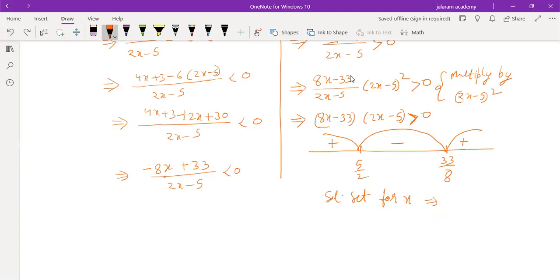First write less than what? x is less than 5 by 2, strictly less than, and x is greater than 33 by 8. Is that clear to you? Yes, sir. So this is the answer. Understood, everyone? Understood?